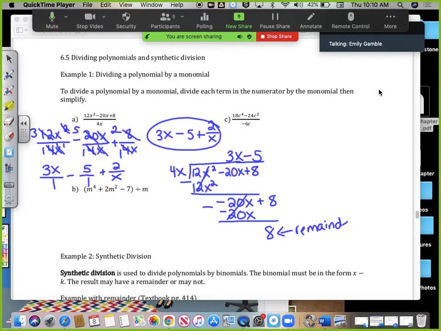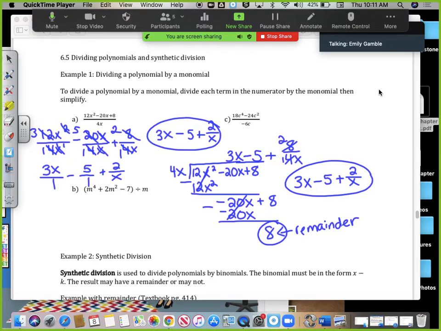And when we have a remainder, we always either add or subtract it, depending on what type of number it is. It's a positive 8, so our final answer would be all of this plus 8 over 4x, which then we would do the same process that we would in the first one, is simplify this by dividing this and this by 4, and you're going to be left with a 2 on the top and 1 on the bottom, which means the final answer would be 3x minus 5 plus 2 over x.